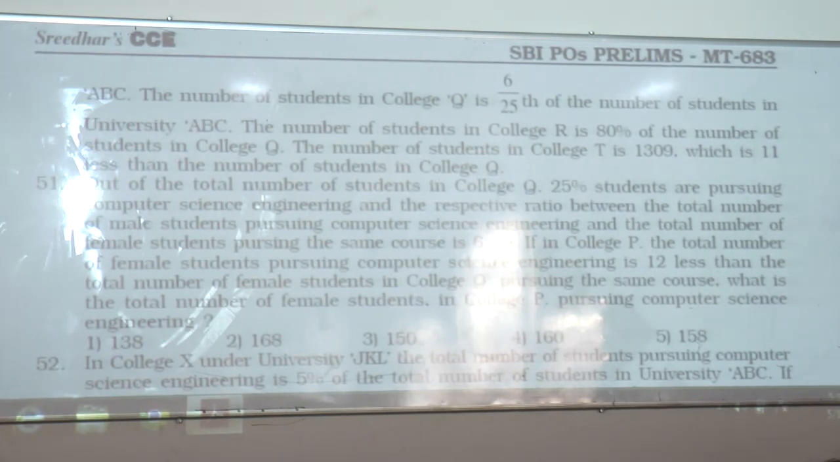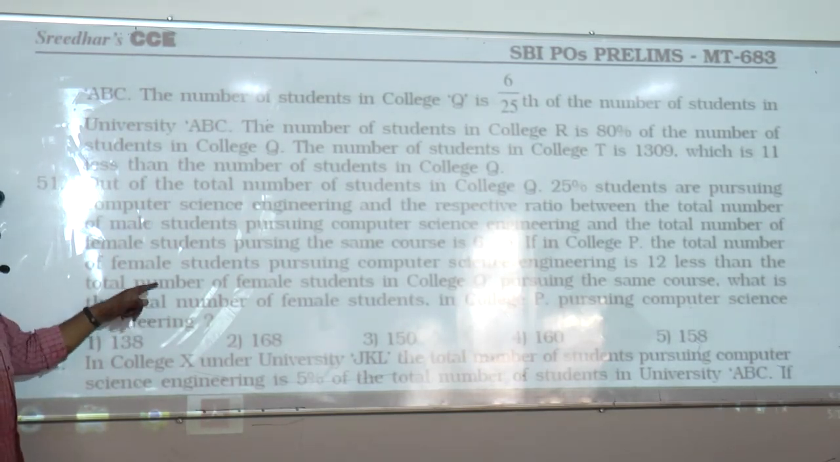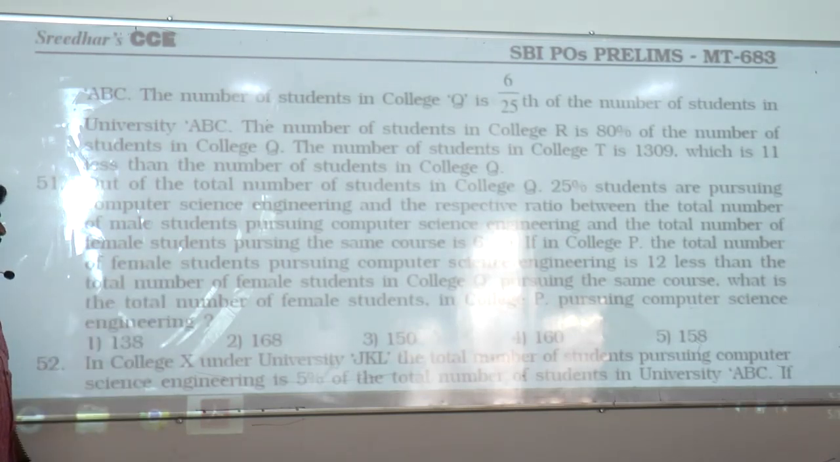If in college P, the number of female students pursuing computer science engineering is 12 less than the total number of female students in college Q pursuing the same course, what is the total number of female students in college P pursuing computer science engineering? 5 multiple. Your answer should either end with 3 or end with 8. 3 options are there. You have to do it.